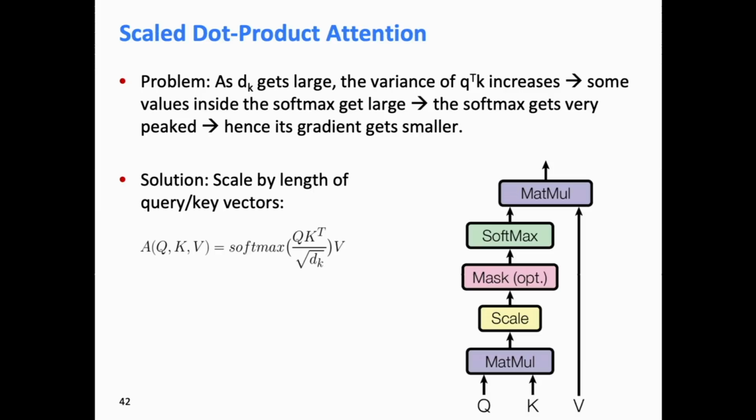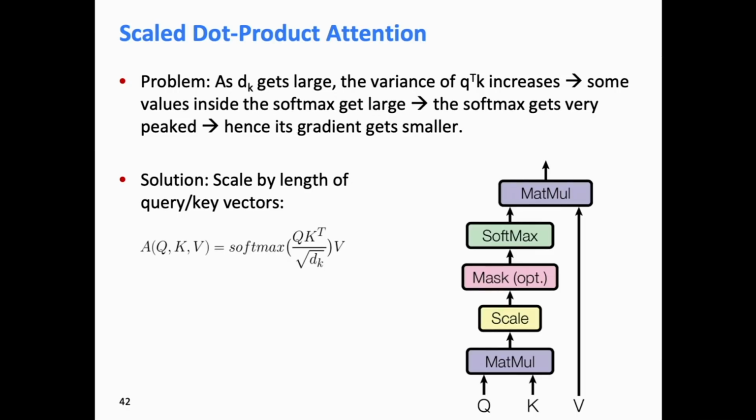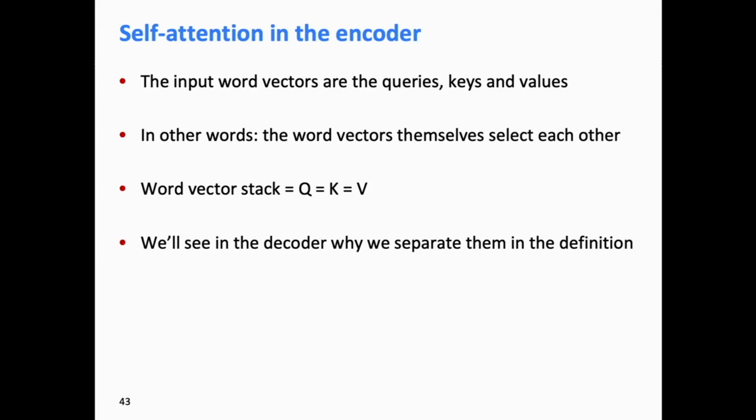So there are a couple of other things that they do. One thing that they note is that the values you get from QK^T vary in variance as the dimension gets large, so they do some normalization by the size of the hidden state dimension, but I'll leave that out as well for details. So in the encoder, everything is just our word vectors. They're the queries, the keys, and the values. And we're going to use attention everywhere in the system.